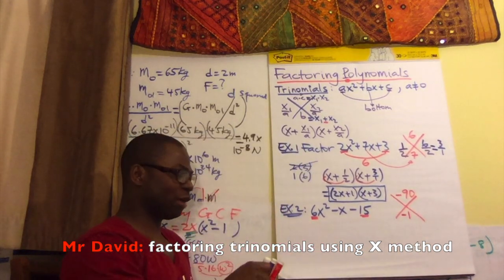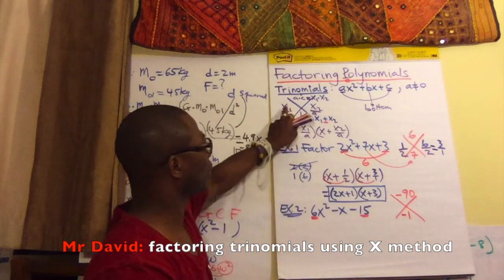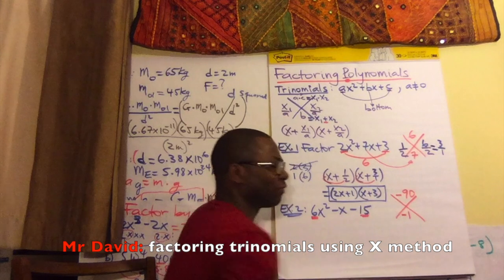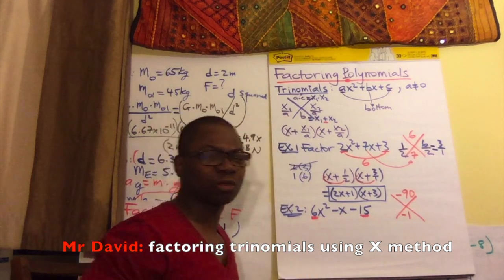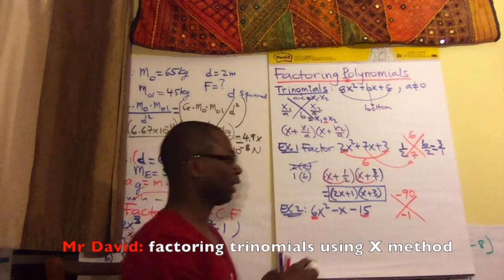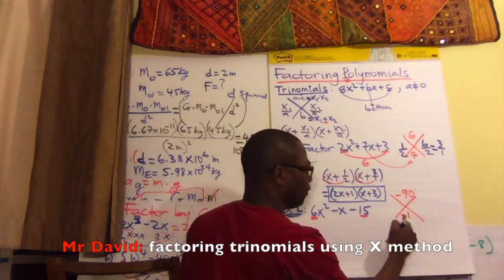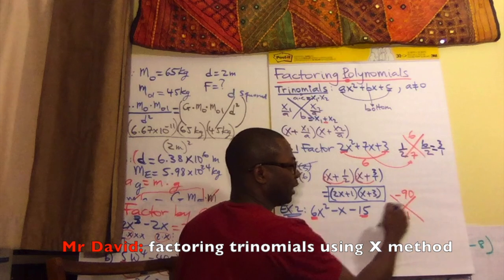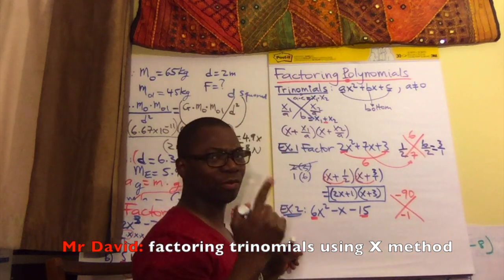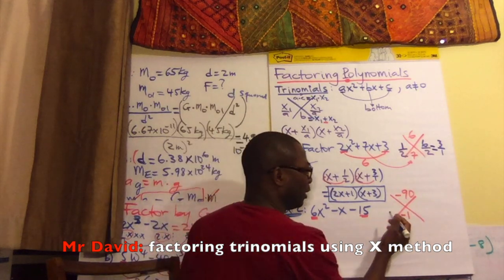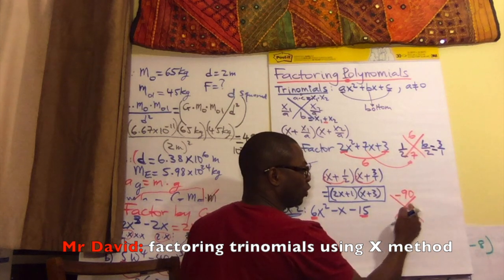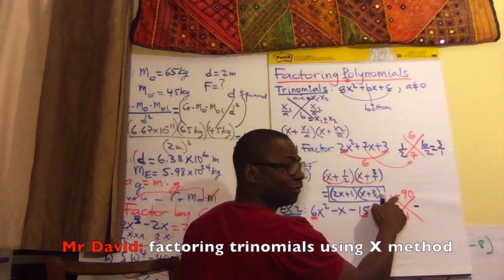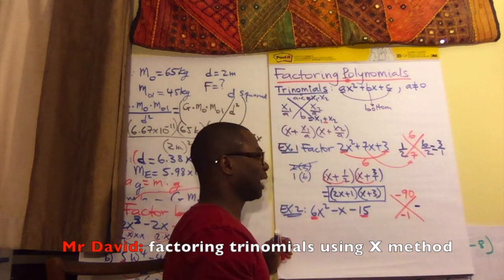Now we want to find our two magical numbers, x1 and x2, so that when we multiply, it gives us negative 90, but when we add or subtract, it gives us negative 1. So if this is negative, that means one of the two numbers is negative, and it's probably the biggest number. We know one of them is negative because positive times negative is negative. So what times what gives us 90?